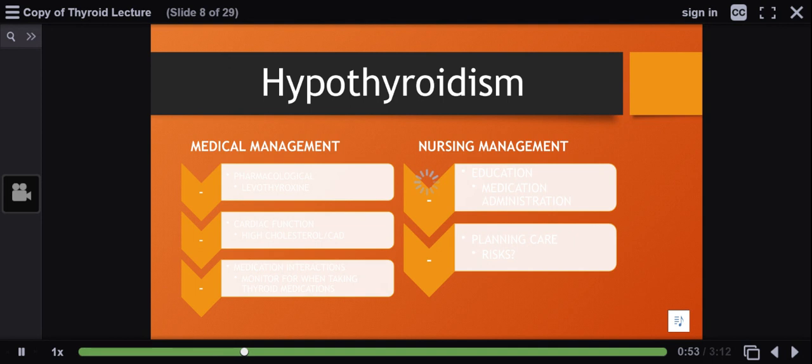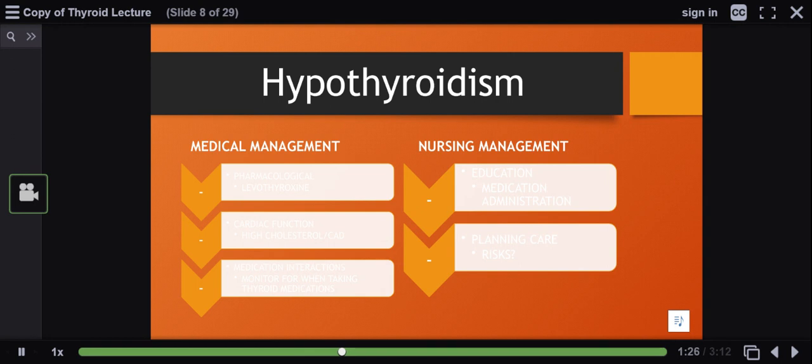We would want to educate the client to report any signs or symptoms of insomnia, palpitations, or tachycardia, as this may indicate that the dosage is too high. When we're treating somebody with hypothyroidism, we also want to frequently assess their cardiac function. These individuals are at a high risk for high cholesterol, atherosclerosis, and or coronary artery disease.